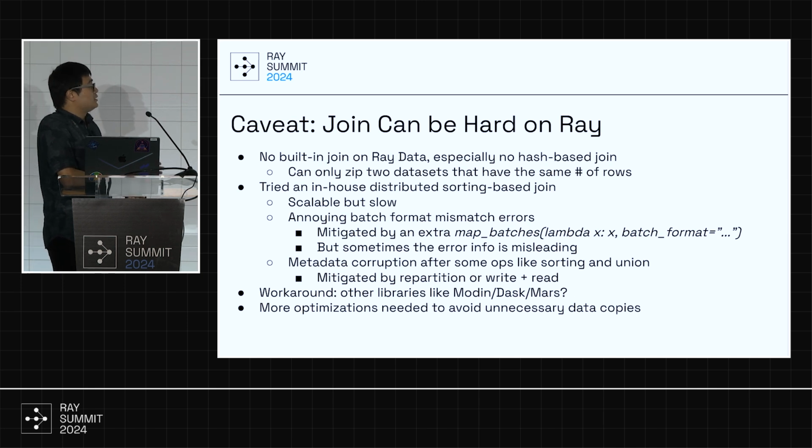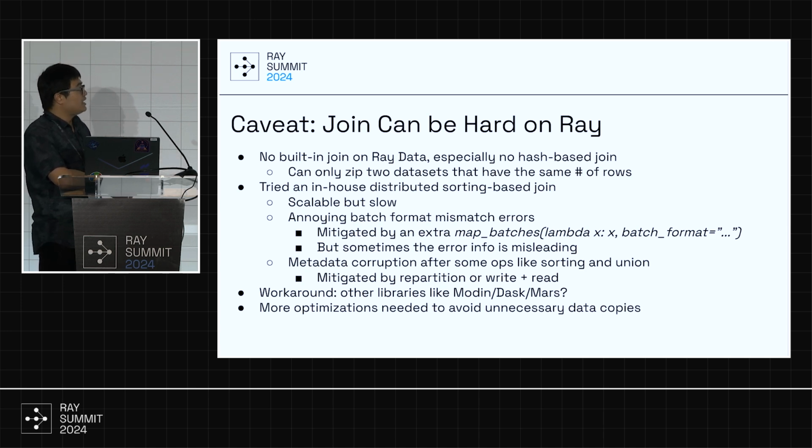Because last mile data processing is a very classical Ray Data use case, I don't want to spend too much time here, but I also want to point out a caveat. When we subscribe to multiple data sources, we need to do some joins, but Ray Data is not really designed for that. There is no built-in join, and especially no very efficient hash join. What we can do is zip two datasets that have exactly the same number of rows, which is not convenient.